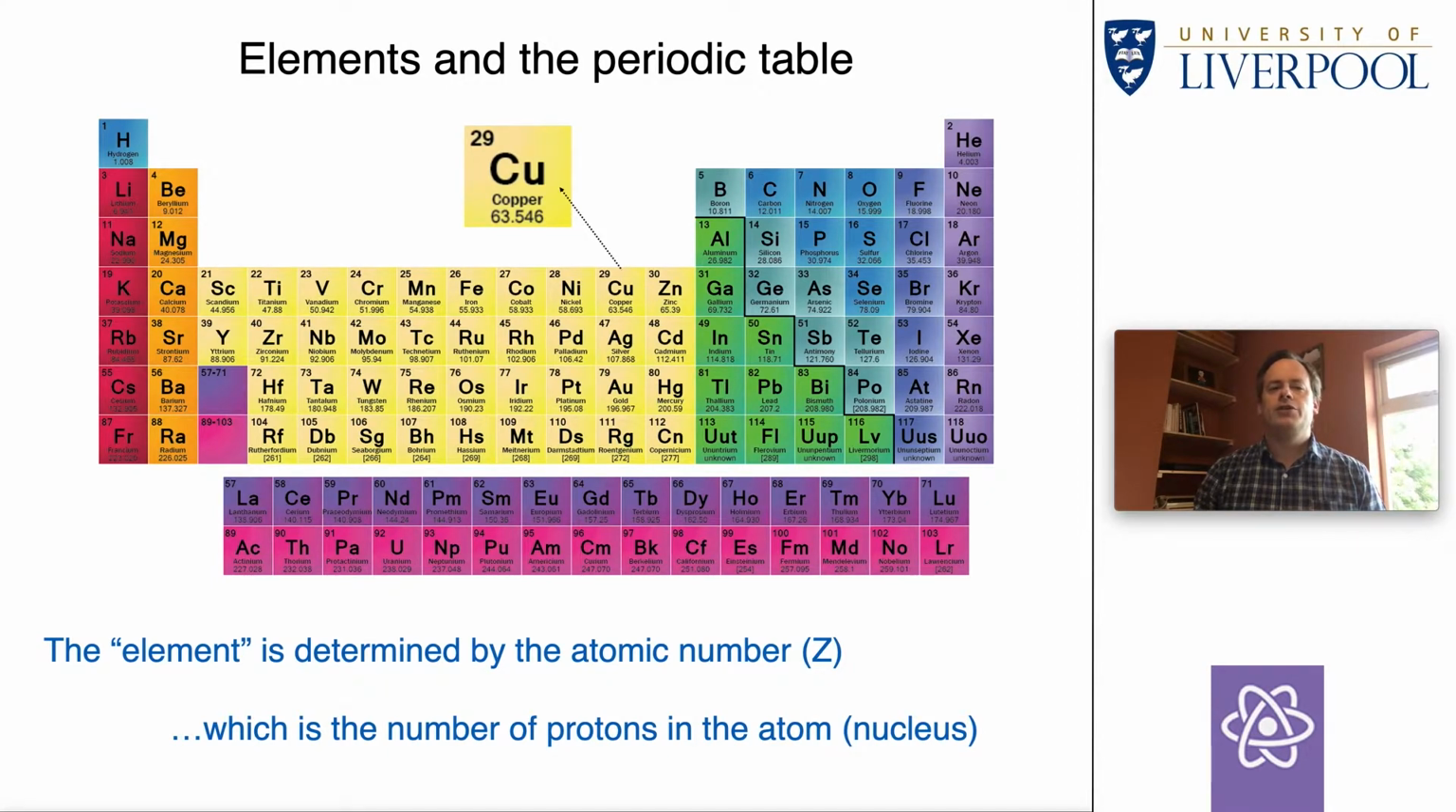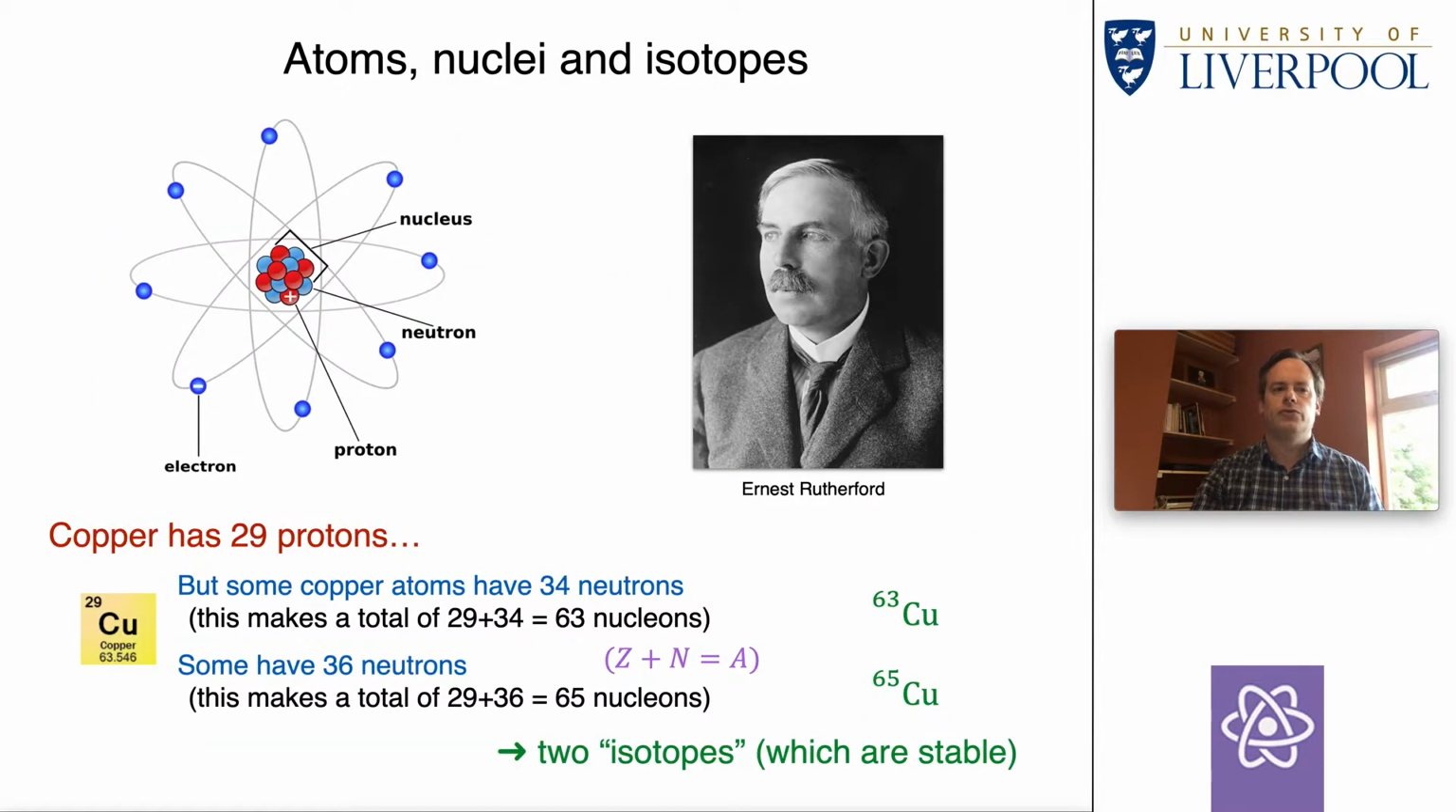The elements are arranged according to their properties and appear in blocks which correspond to shells being filled, which the electrons occupy. The element is determined by the atomic number Z, which is the number of positive protons in the atom, and this is the same as the number of the negative electrons if the atom is neutral. So a copper atom, for example, has 29 protons.